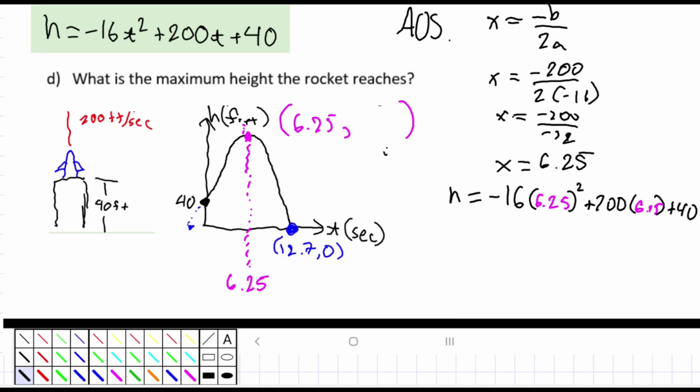So again, using my calculator, this is going to give me h is equal to 665 feet. So guess what? Now we know the height of this rocket, the height the rocket will travel will be 665 feet. And that's after 6.25 seconds. So 6¼ seconds.